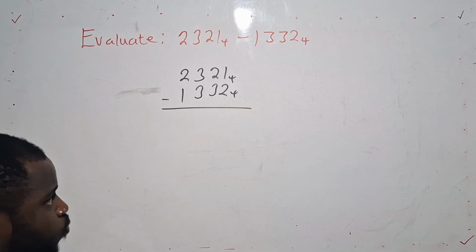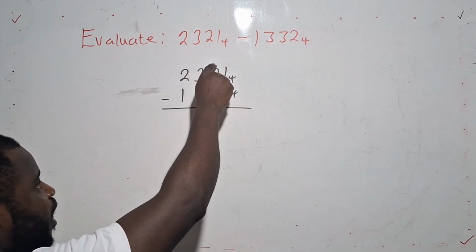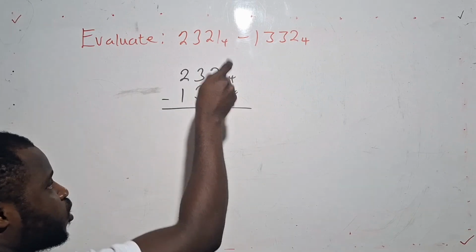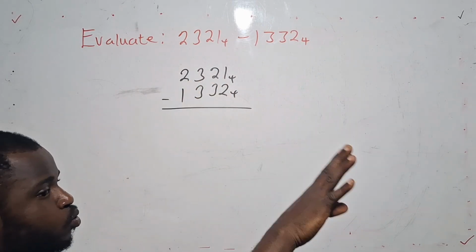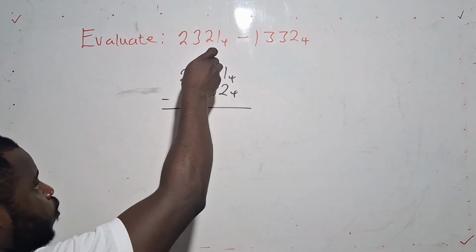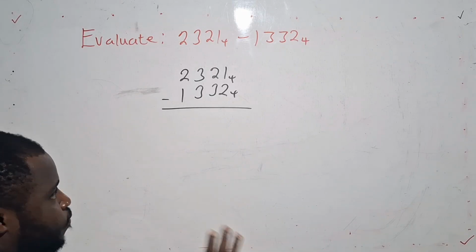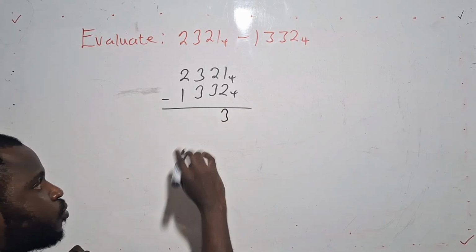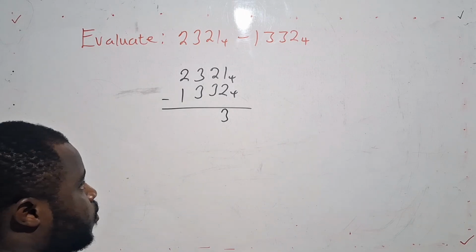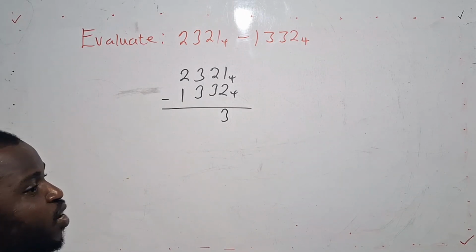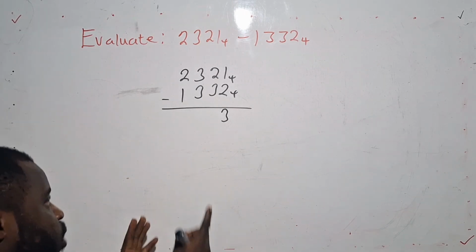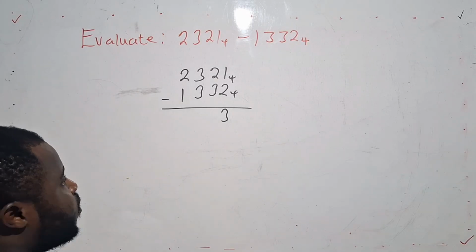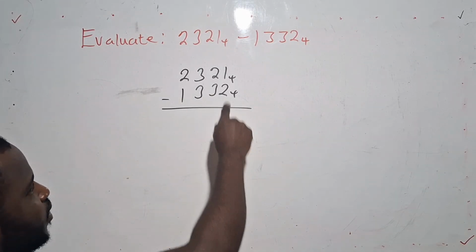No, we need to borrow 1 from here. And the one we are going to borrow from here, because it's in base 4, it is 4 we have borrowed. So when you add the 4 to this one, to give us what? 5. Now, 2 from 5 will give us 3. As simple as that. We need to be careful when we are borrowing. But when there's a remainder and we carry it forward, it's the same figure.